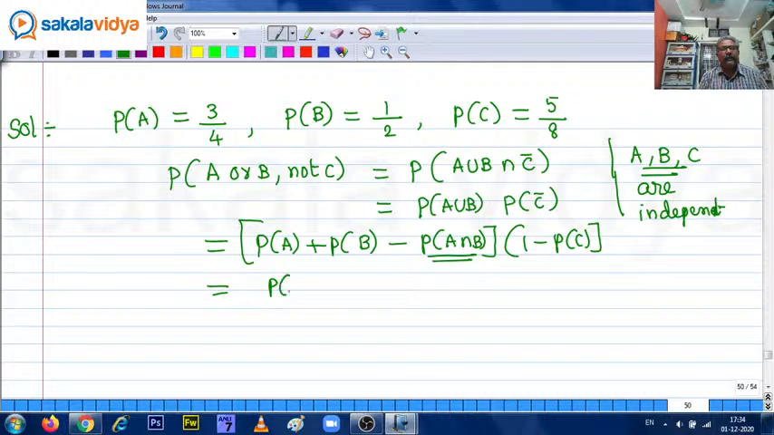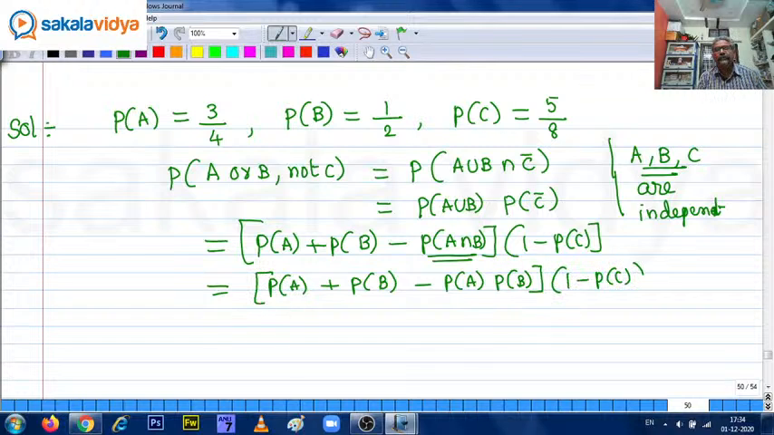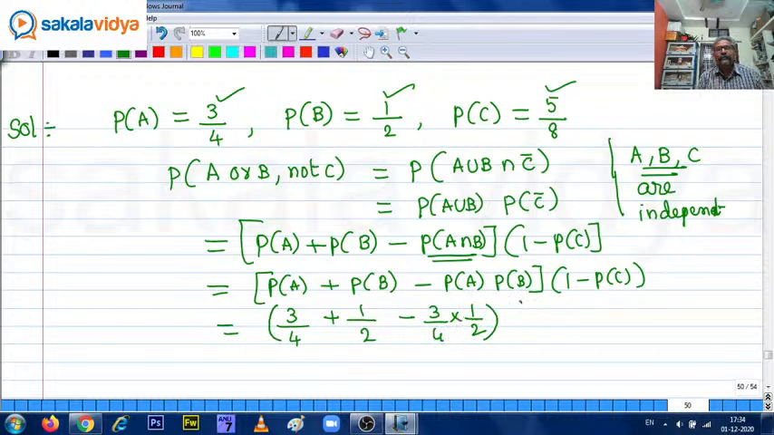So this we can write as P of A plus P of B minus P of A into P of B, into 1 minus P of C. Let us substitute the respective probabilities. P of A is 3 by 4, P of B is 1 upon 2, P of C is 5 by 8. So 3 upon 4 plus 1 upon 2 minus 3 upon 4 into 1 upon 2, into 1 minus 5 by 8. Only the simplification part is left, you can do it yourself also.